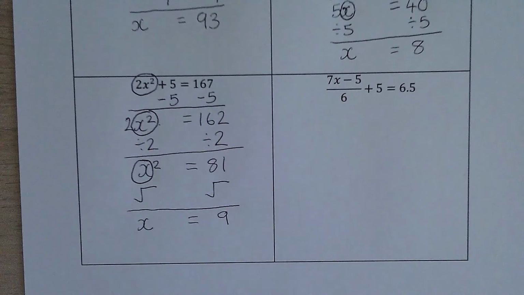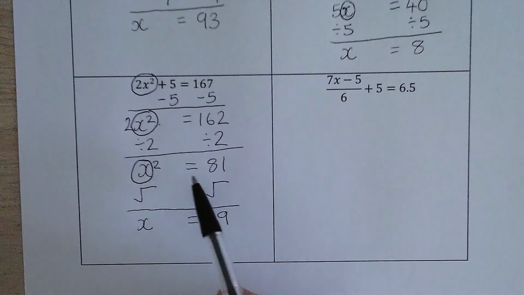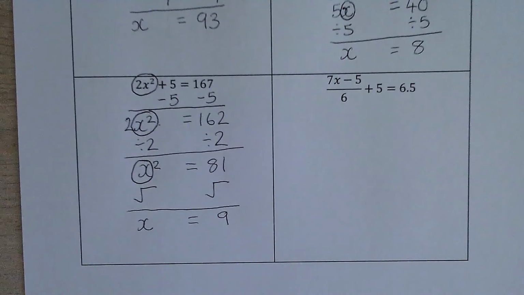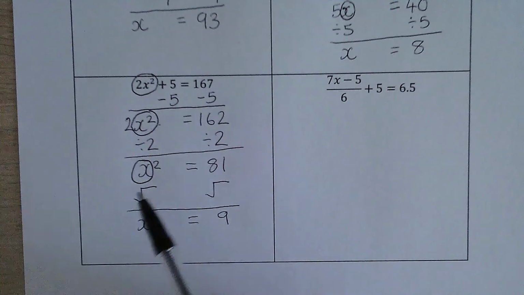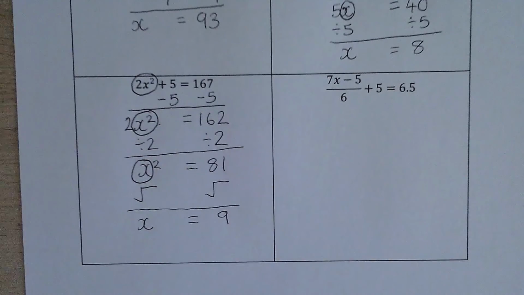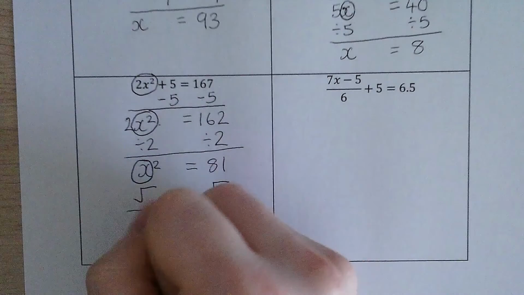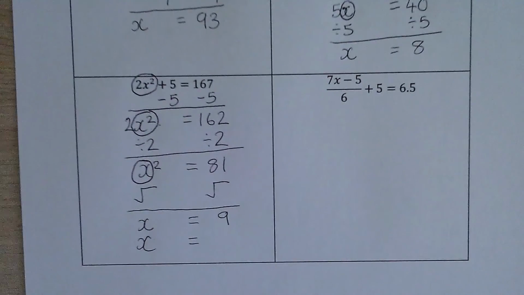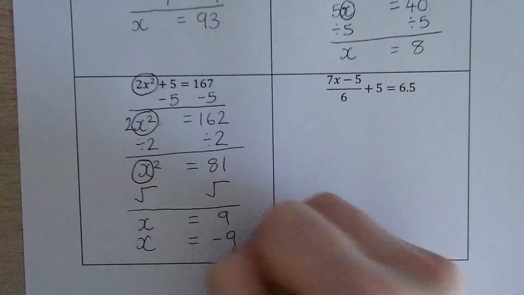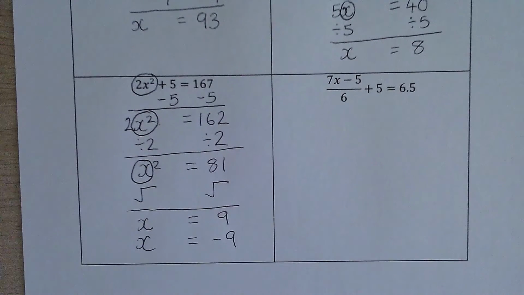However, there is a trick that we need to remember for this question. If we have an equation that says x squared equals a value, it's really important that we remember there's not just one answer for this question. There is another number that when we square it, we get the value of 81. The other answer that we need to remember is x equals minus 9. So our answers for this question are x equals 9 and x equals minus 9.